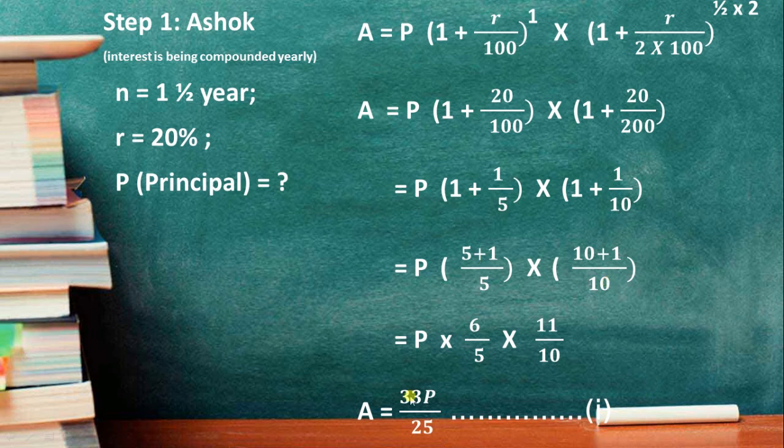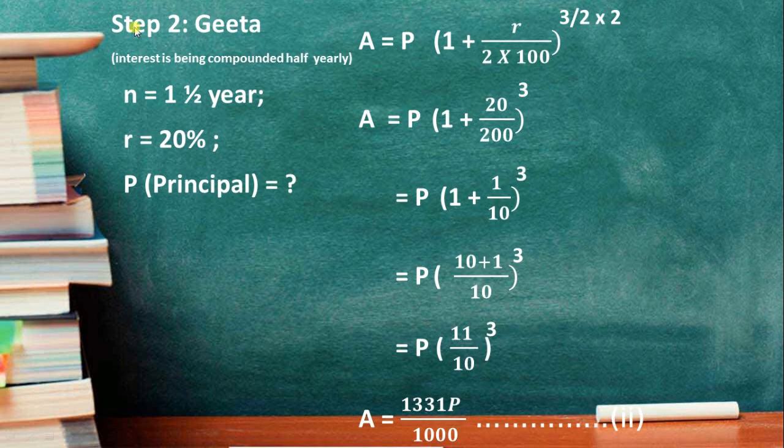Let us move on to step 2. In step 2, it is of Geeta, where interest is being compounded half yearly. So use the suitable formula. Substitute R as 20. 20 by 200 is 1 by 10. After taking LCM, it is 10 plus 1 by 10 whole cube, 11 by 10 whole cube. 11 cube is 1331 and 10 cube is 1000. Hence, the amount which Geeta is going to receive is equal to rupees 1331 P by 1000. Mark it as result number 2.